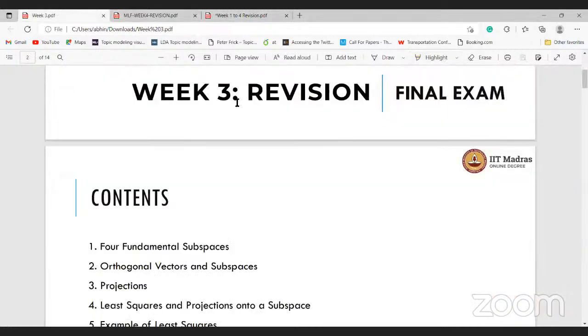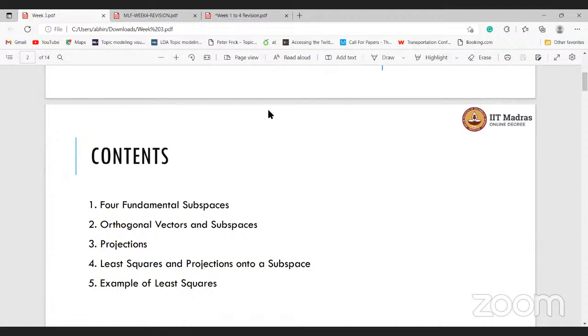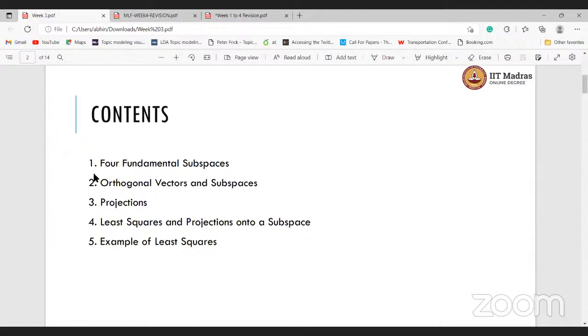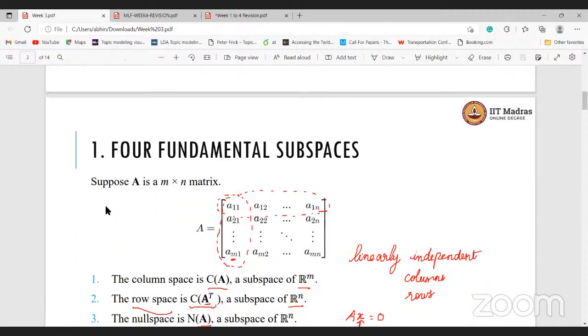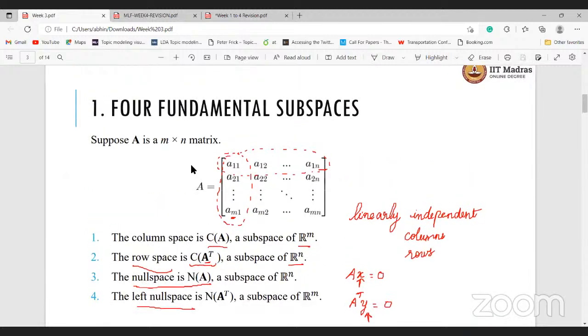Now for week 3, my screen is visible, right? Week 3 is on your screens or not? Yes, sir, we can see it. So for week 3, we have these particular topics covered, and we will follow all these one by one. The 4 fundamental subspaces are basically these 4: column space, row space, null space, and left null space.